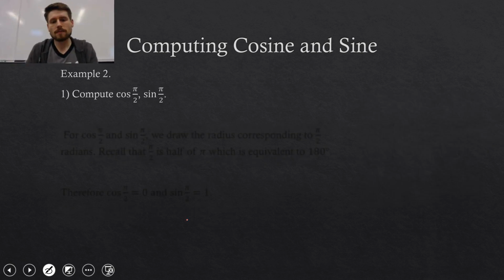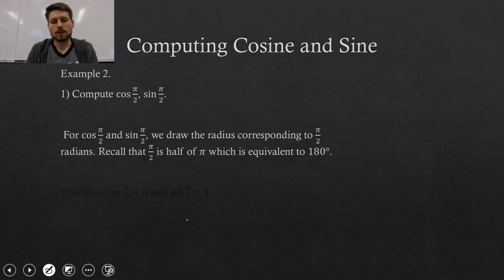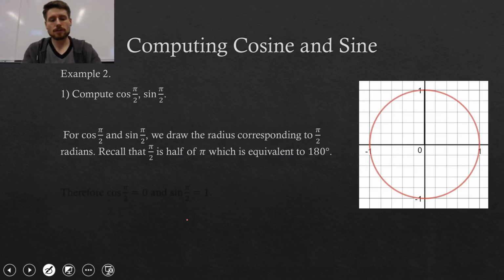Compute cosine of pi over 2 and sine of pi over 2. So we're going to draw the radius corresponding to pi over 2 radians. And note, when you see the angle without a degree symbol, you assume it's radians. So an angle with no degree is a radian angle. We'll draw a pi over 2 angle. Recall that pi over 2 is half of pi, which is equivalent to 180 degrees. So boom, there's our radius.